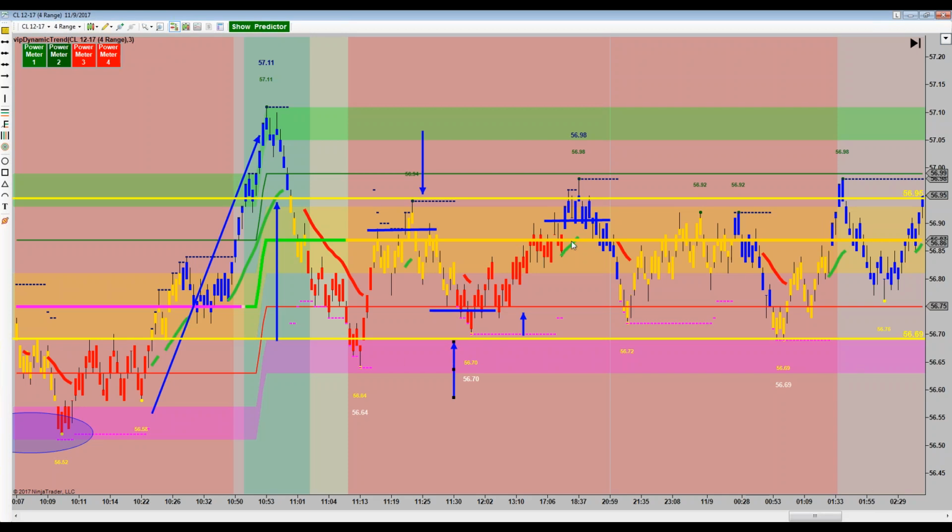So we've done our analysis here. We've determined that we are in a range. We've determined that the range is 20 to 25 ticks, which is within our acceptable trading range size. And now we have to determine how we're going to trade it.